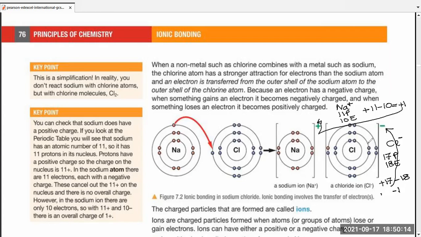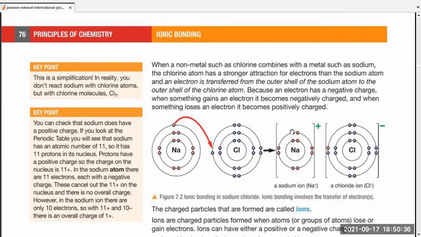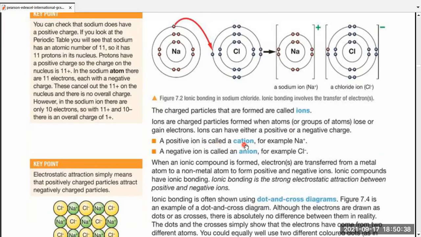So sodium ion and chloride ion actually have plus and minus charges because of the whole charges on their protons and electrons. These charged particles are known as ions. We can simply call them positive ions or negative ions. A positive ion is also called a cation, for example, Na positive. A negative ion is also called an anion, for example, Cl negative.